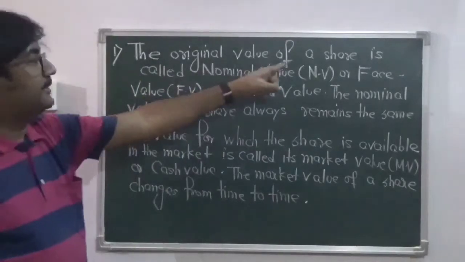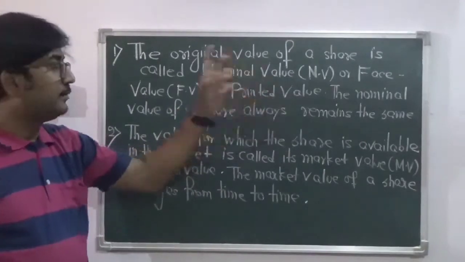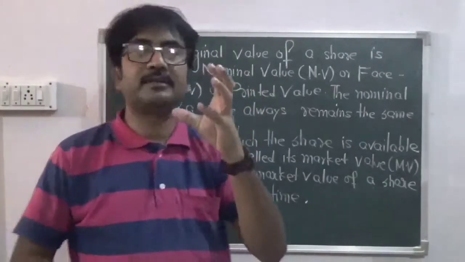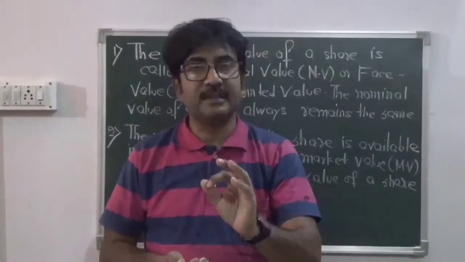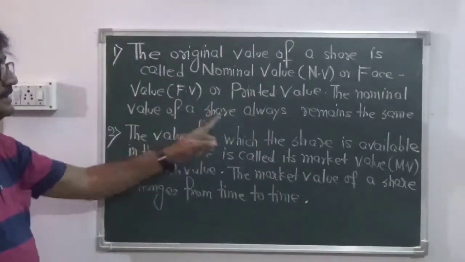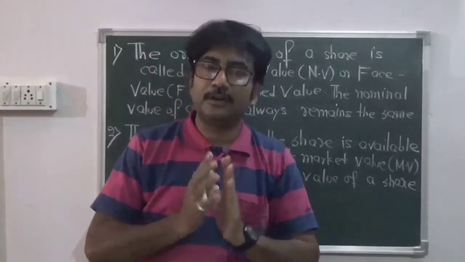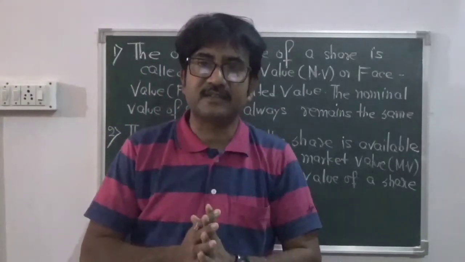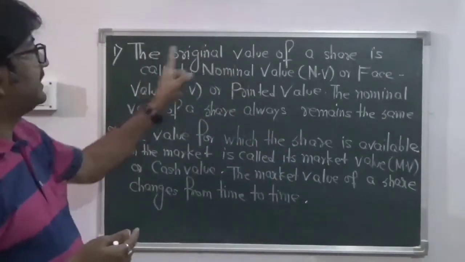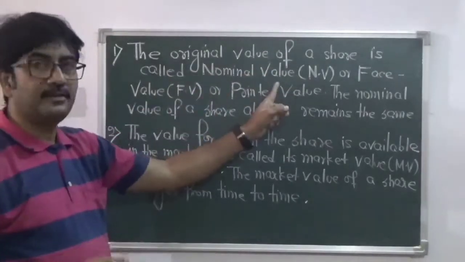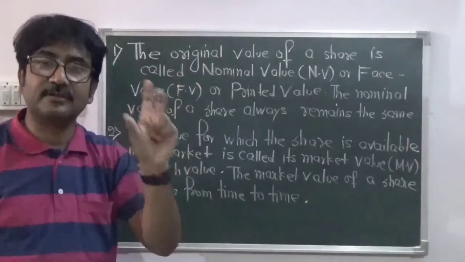The original value of a share is called the nominal value or the face value or the printed value. What is this face value? This is the value of the share which is fixed by the company, and the nominal value of a share always remains the same. So at any point of time, the face value of the share does not change. It always remains fixed.